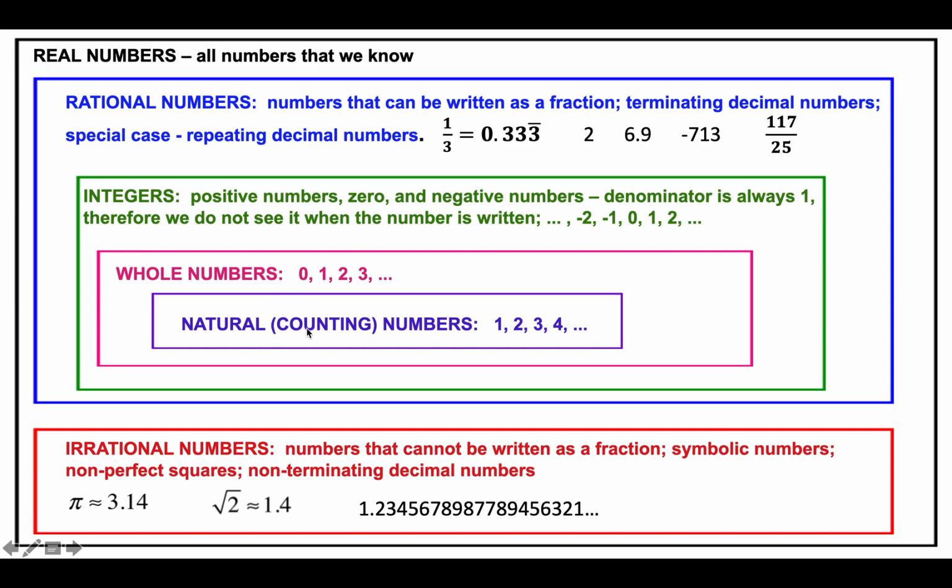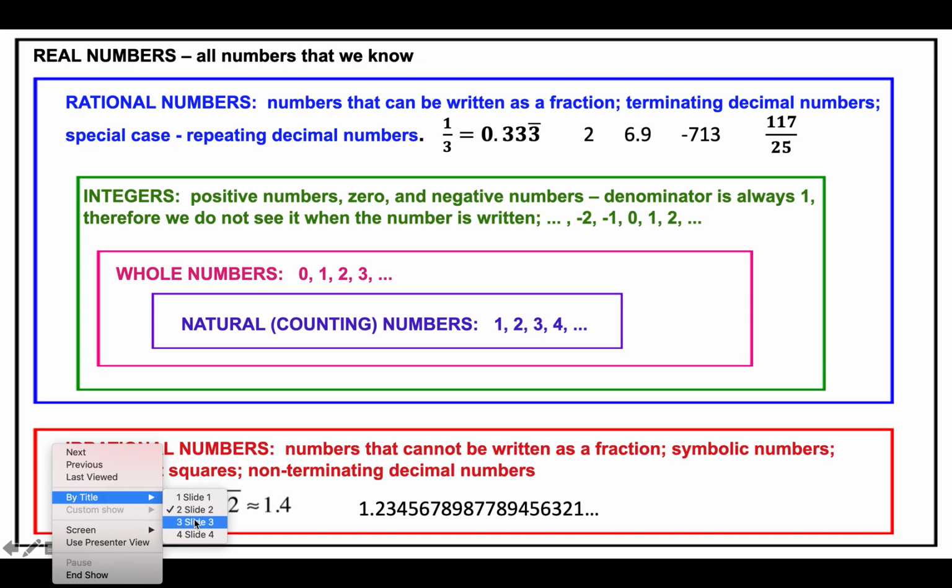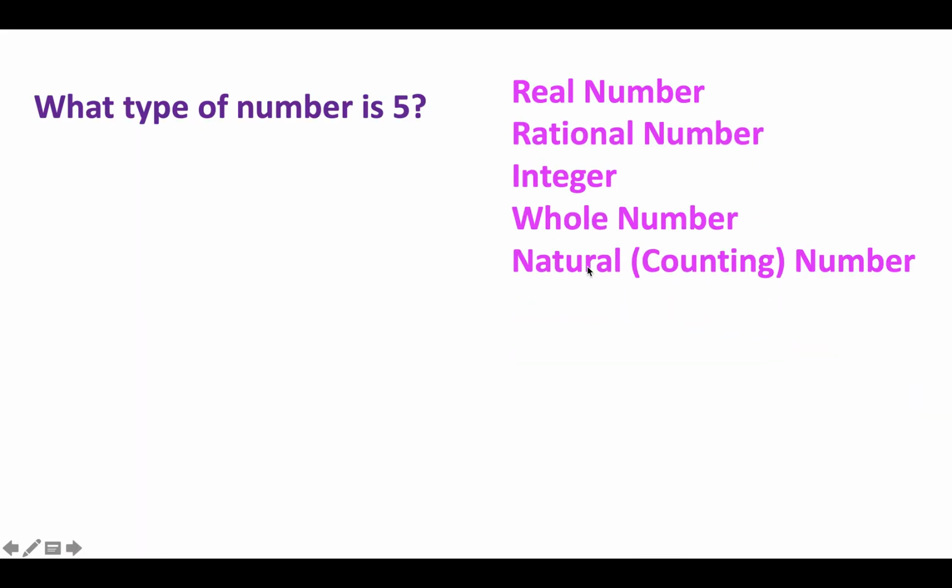And we jump into the natural or counting numbers. Well, can we count to 5? Sure. So 5 is natural or counting, whole, integer, rational, and real. So let's go back and get that in our notes. All right, so it's a real number, a rational number, an integer, a whole number, or a natural counting number.